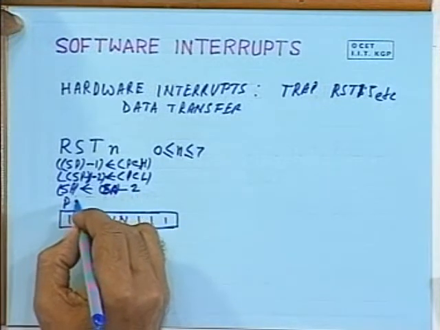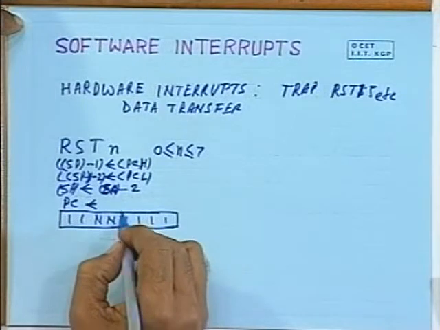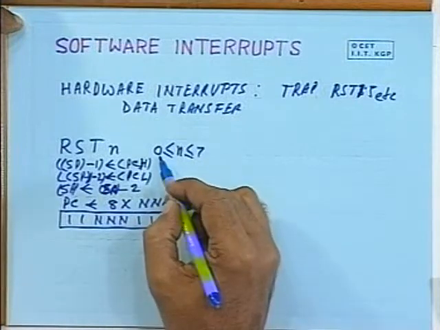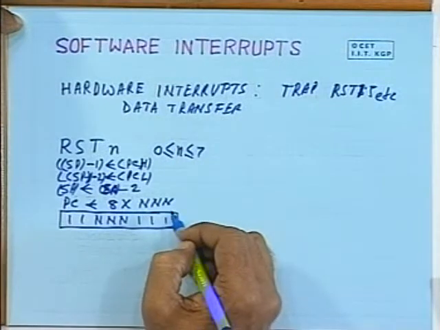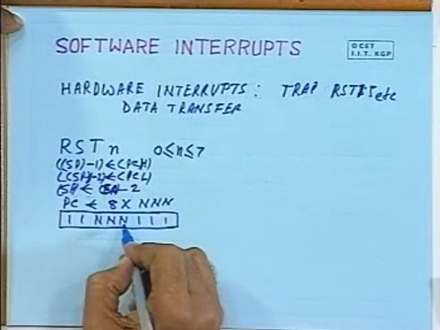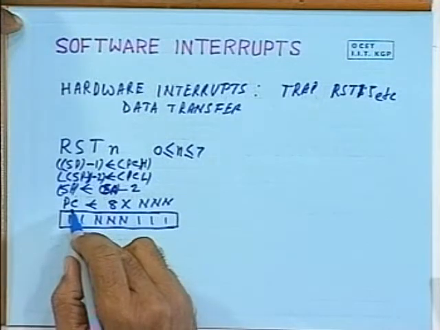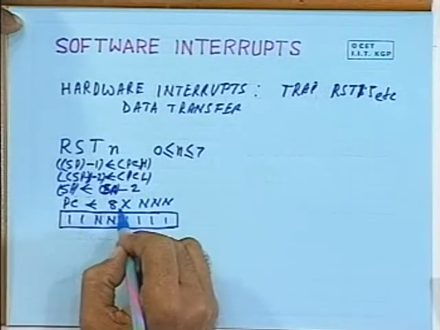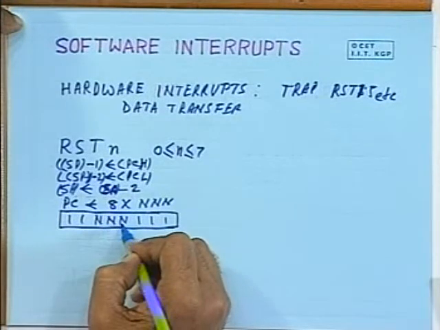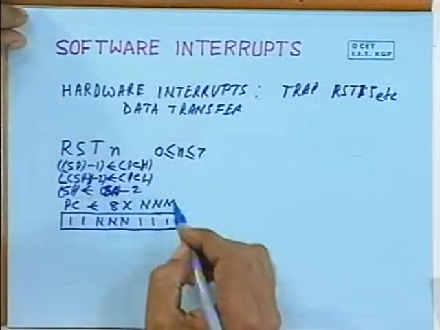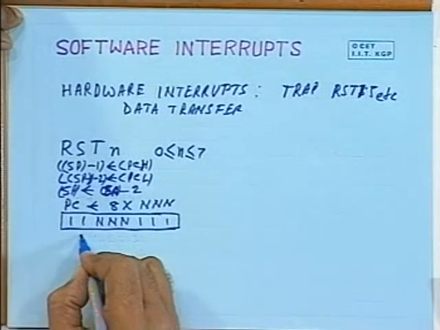and the program counter is loaded by the value 8 into n. Suppose the value is 0, then 0000 is loaded into the program counter. If this value is 1001, then 0008 in hex is loaded into the program counter. So it depends what value will be loaded in the program counter by this. So in other words, you have got 8 software interrupts: RST0, RST1, RST2 to RST7.